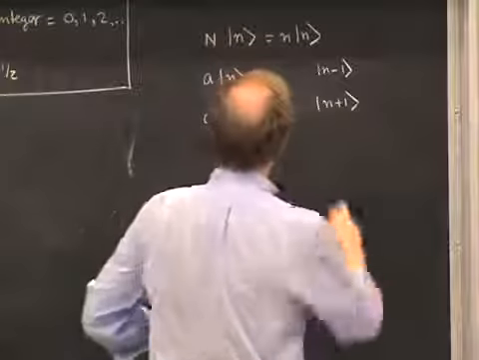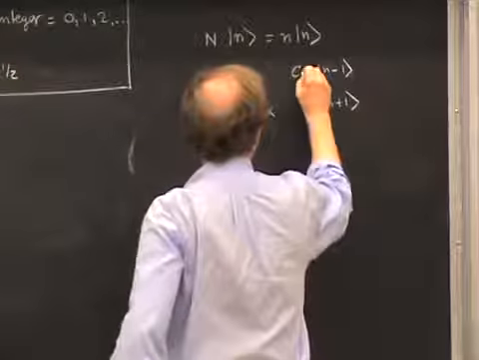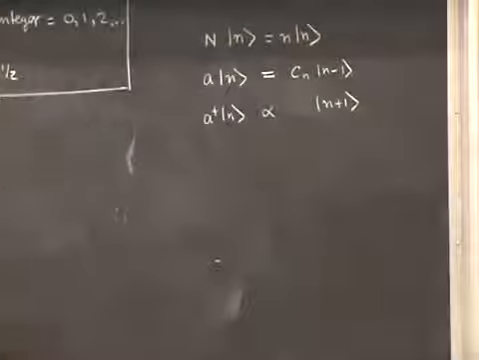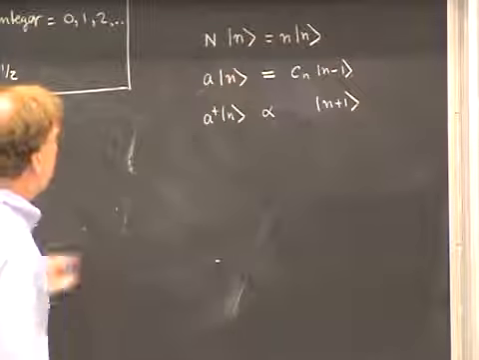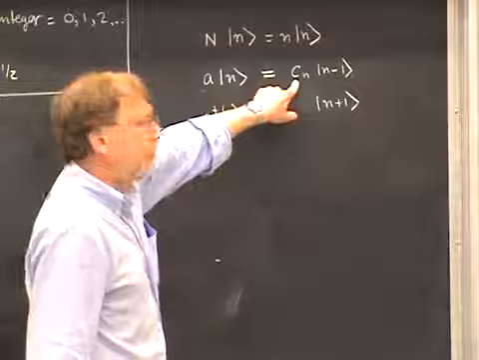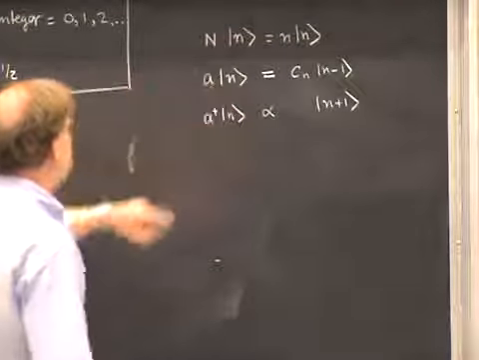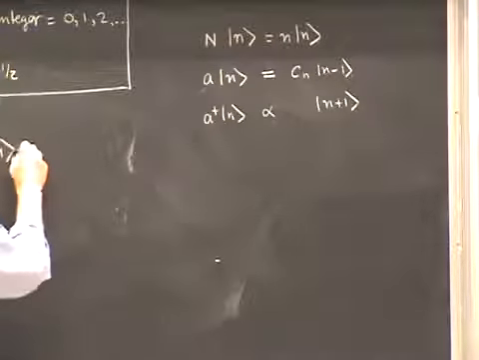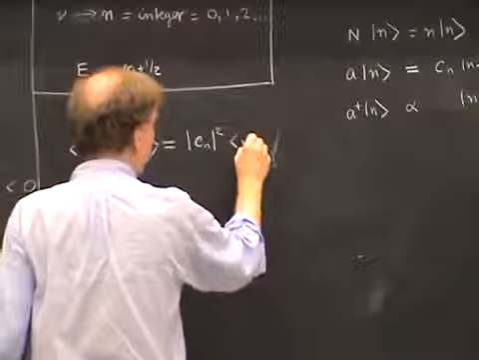In the first equation involving A, let me call the proportionality constant Cn. Let's say A acting on n is some proportionality constant Cn times n minus 1. Cn is in general a complex number. To find it, we can square both sides of this equation. We square the left-hand side, we get n sandwiched around A dagger A. Squaring the right-hand side, we get the absolute value of Cn squared times the norm of n minus 1.